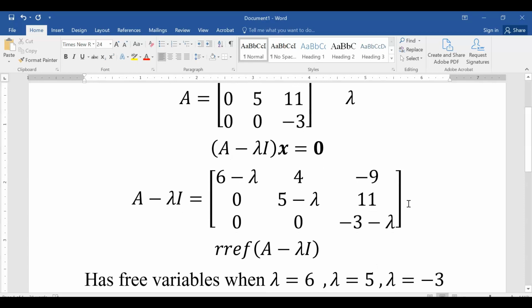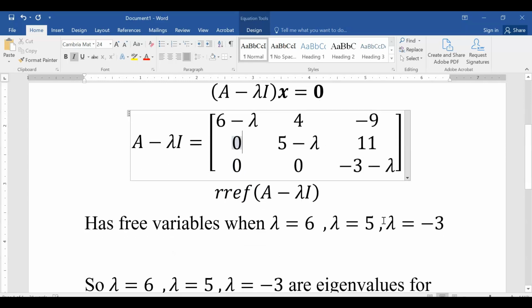Now notice that this is not the case if, for instance, this number were a 7. If the 2, 1 entry were a 7, all of that stuff gets thrown out. So the diagonal entries being the eigenvalues only works when we have a triangular matrix.